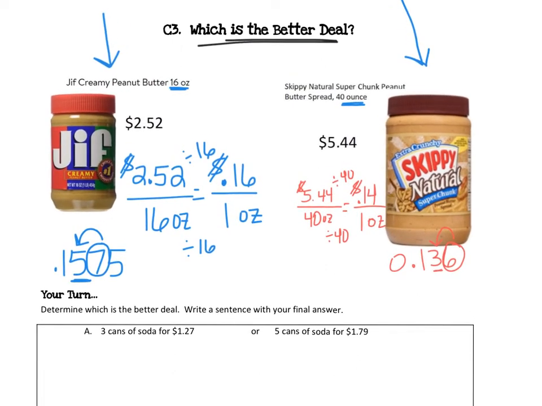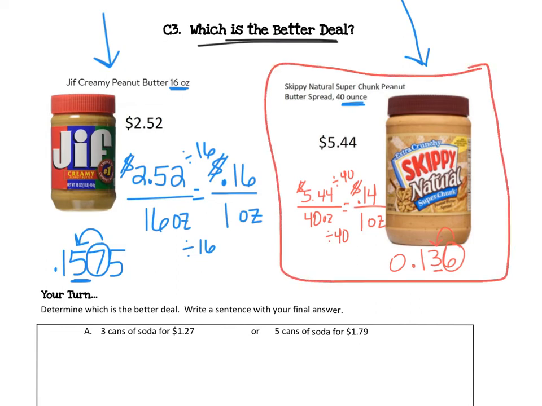So, which is going to be the better buy on our peanut butter? Well, we're looking for the least amount of money per ounce. So that means Skippy will be the better deal.